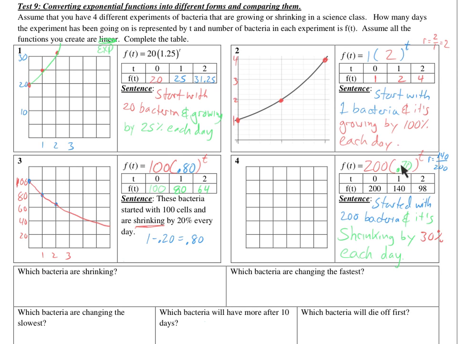Because 30%, it's 0.3 away from 1, which is a 30% decay. Be careful. A lot of you will put 70%. You just make mistakes. And can we make the graph now?